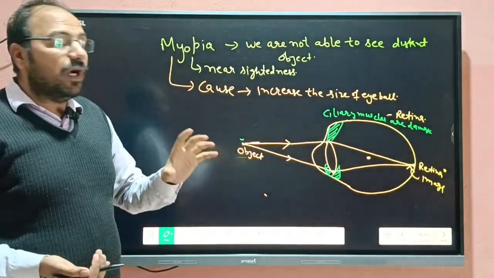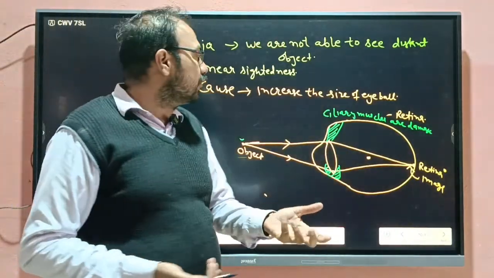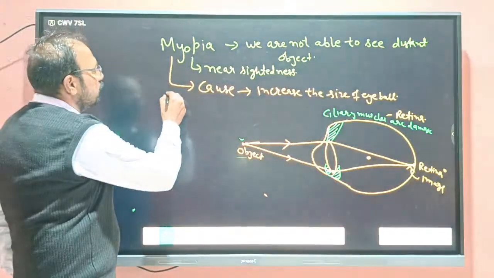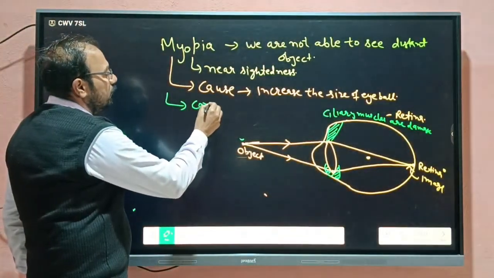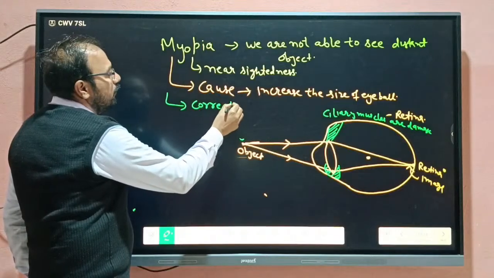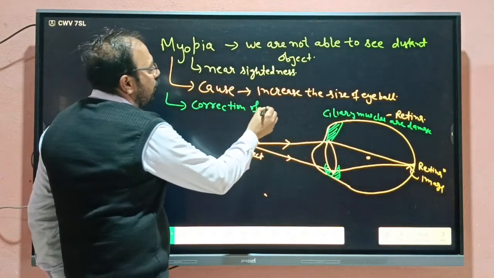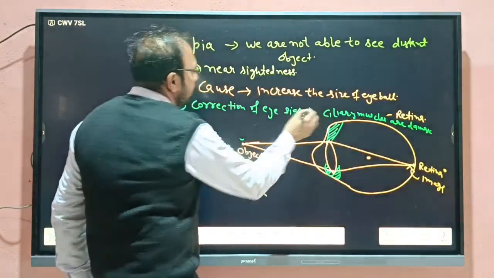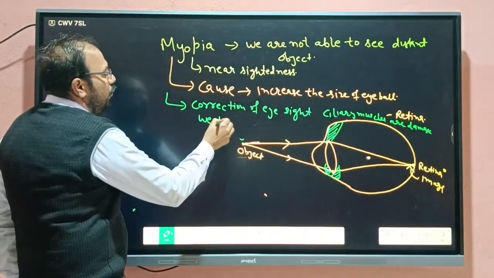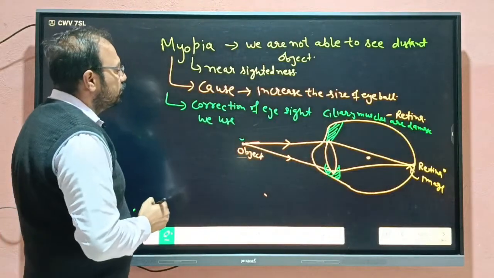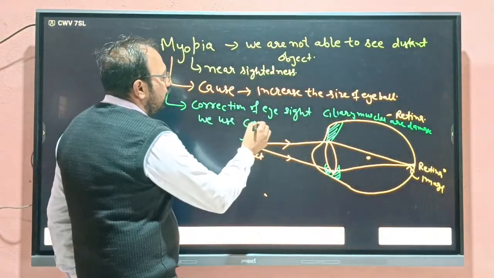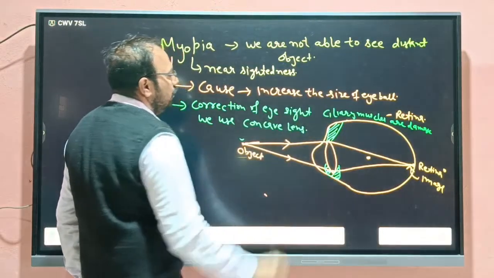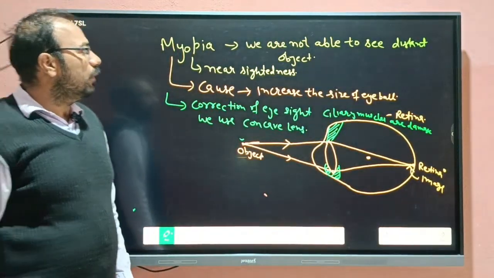Next, how do we correct that defect? Here we use a concave lens. So for correction of eyesight, we use a concave lens. Okay, so this is known as myopia.